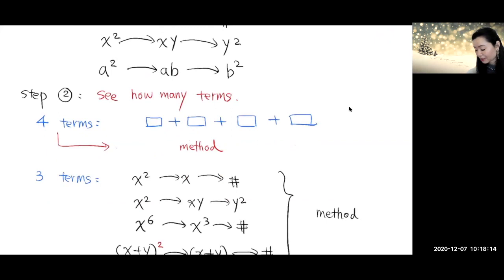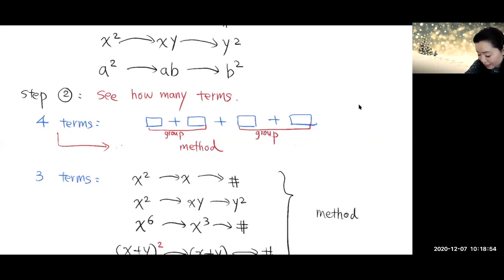Suppose it has 4 terms. Anybody remember, if it has 4 terms, what kind of method to factor? Anyone? Let me look at the chat. What kind of method if you have 4 terms? You have to take out the GCF first. How about we group these 2 and group these 2? It's called the grouping method.